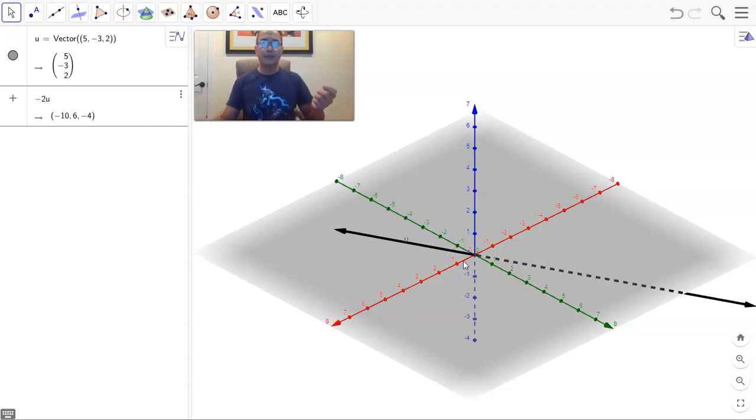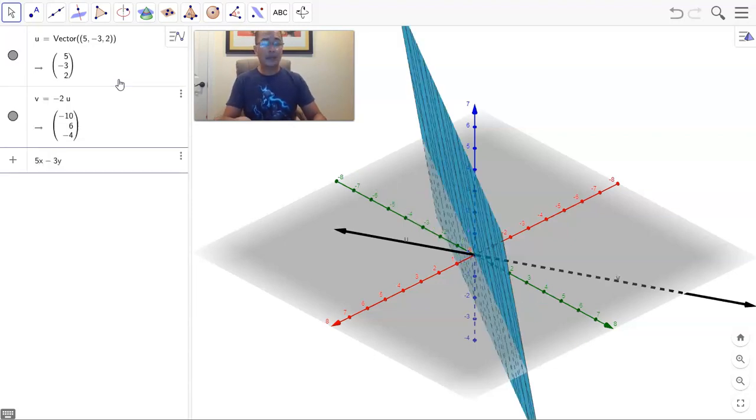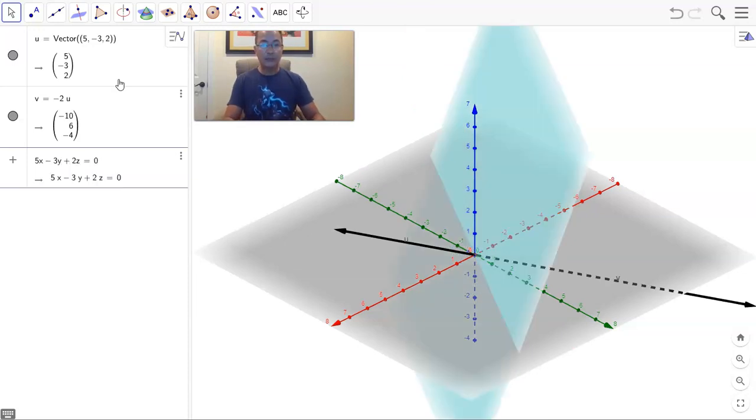Who are all the vectors which are perpendicular to that line? We're looking for all the vectors (x, y, z) in R3 so that when you dot it with (5, negative 3, 2), you'll get 0. So what happens when you dot (x, y, z) with (5, negative 3, 2)? You get 5x minus 3y plus 2z, and you want to make that equal to 0. Well, that's exactly the equation of a plane, right? The plane 5x minus 3y plus 2z equals 0.